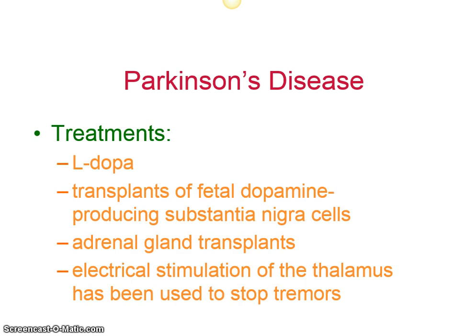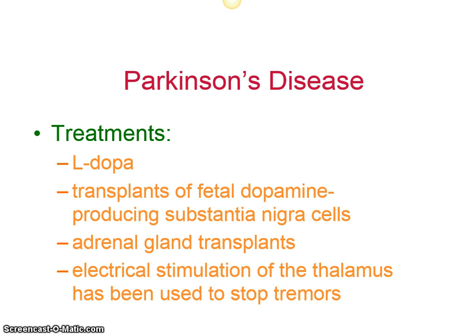Treatments for Parkinson's disease include taking L-Dopa, a synthetic form of dopamine. However, more promising research is in the area of transplanting fetal dopamine-producing substantia nigra cells into the brain of the Parkinson's patient. Also, adrenal gland transplants have been shown to be effective, and electrical stimulation of the thalamus.